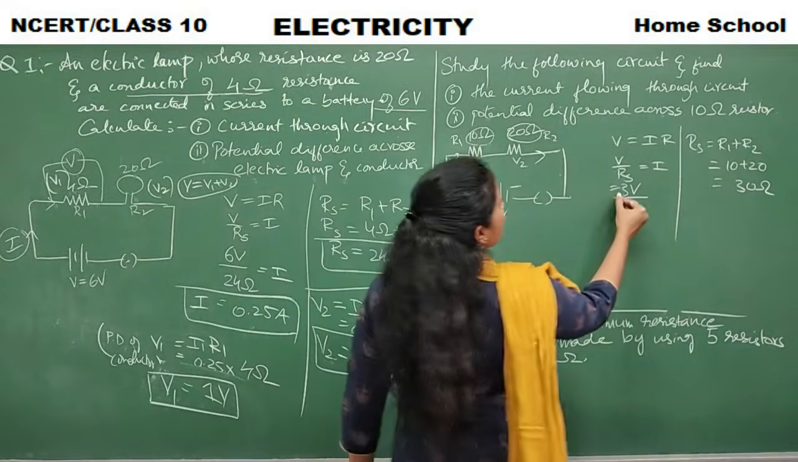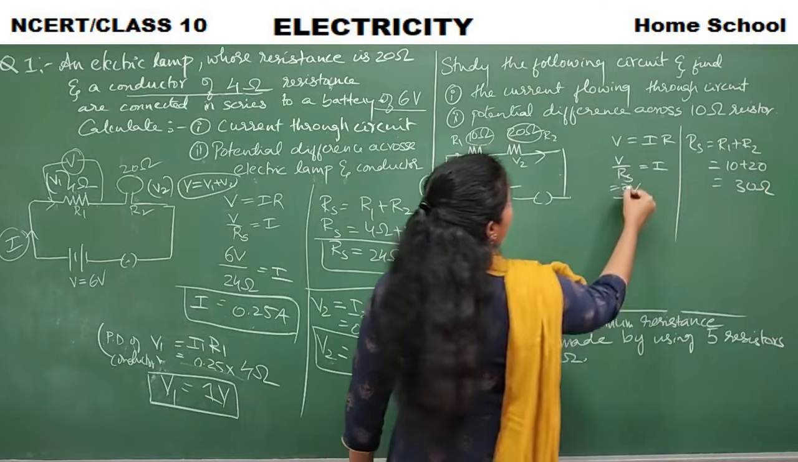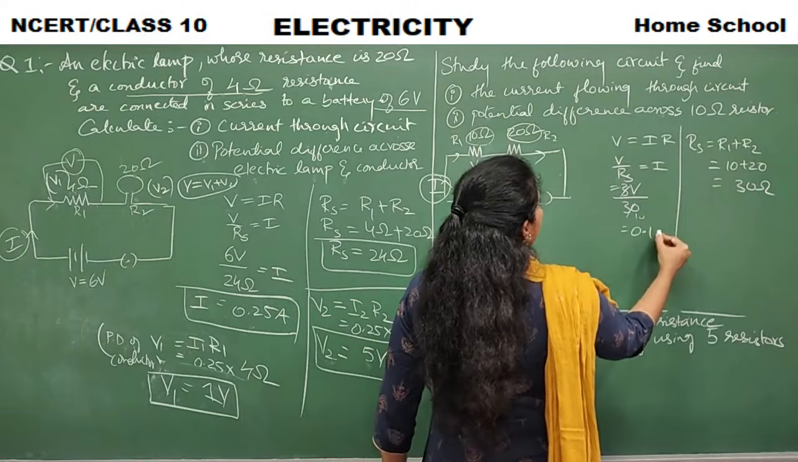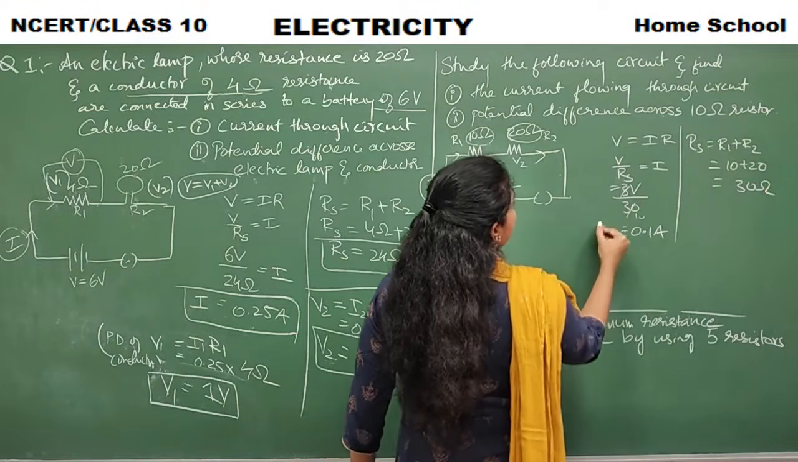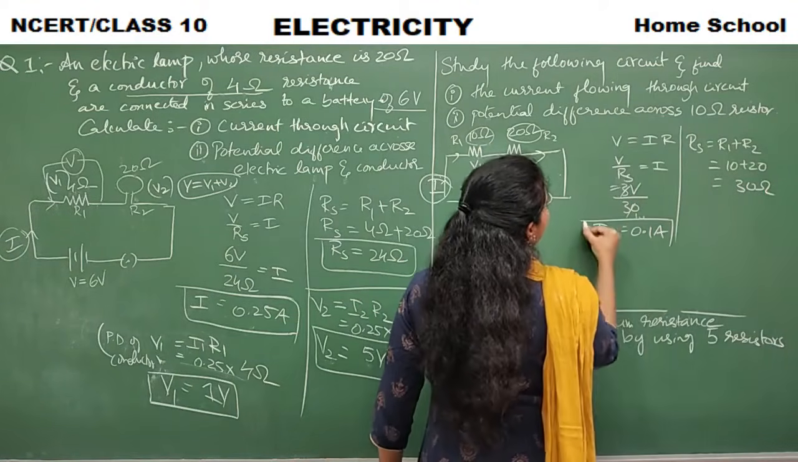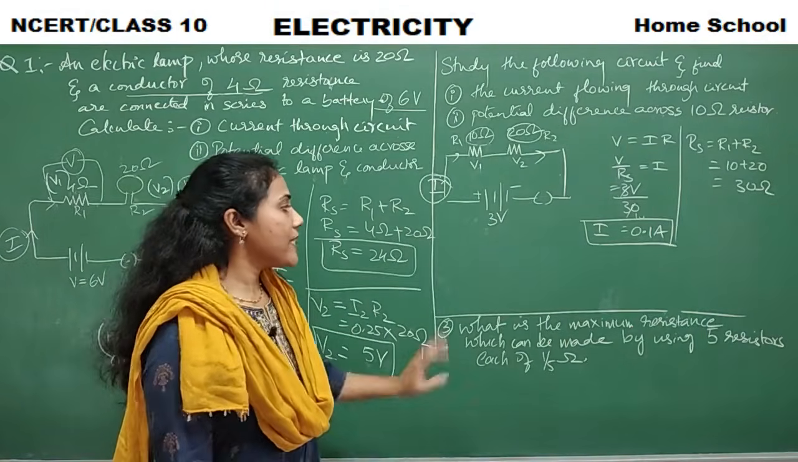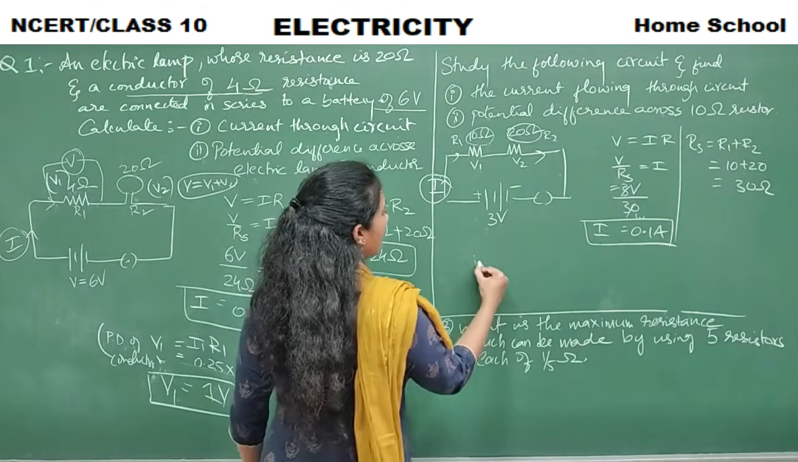Okay. So 3 by 30, 1 by 10, that is 0.1 amperes, right? I is equal to 0.1 amperes. So this is your total current. First question is over. Now coming to the second question.